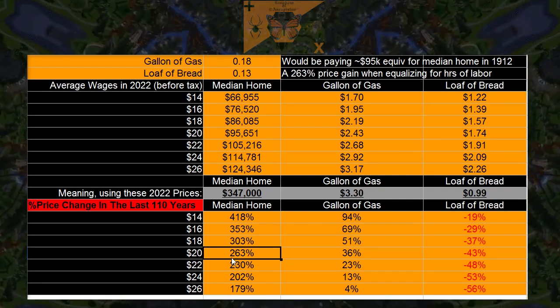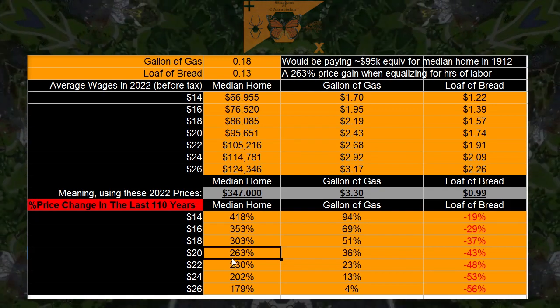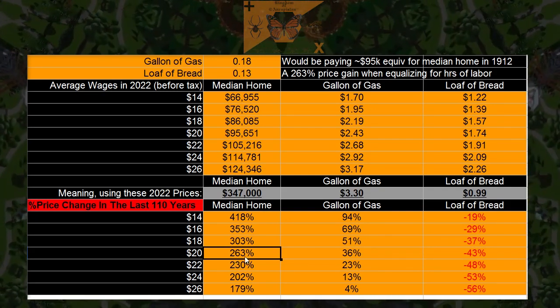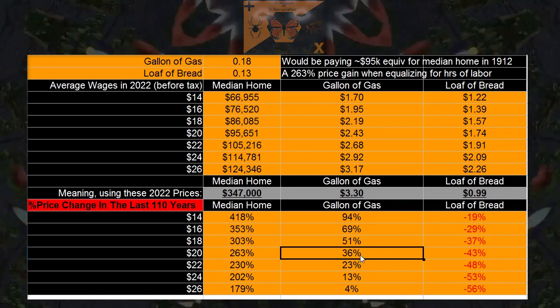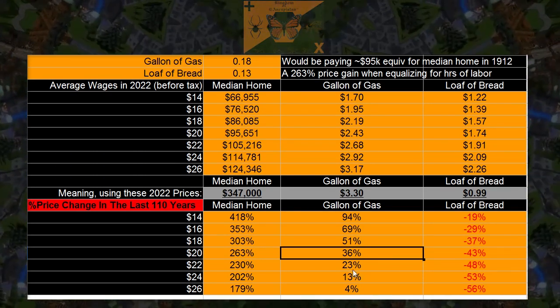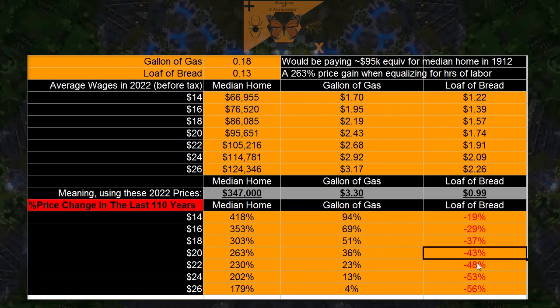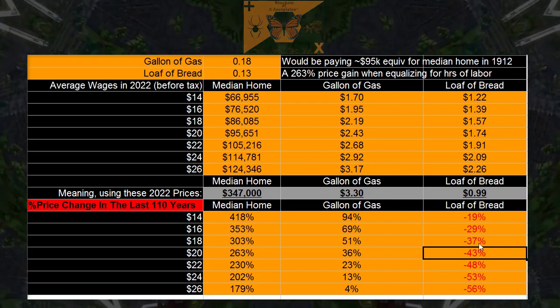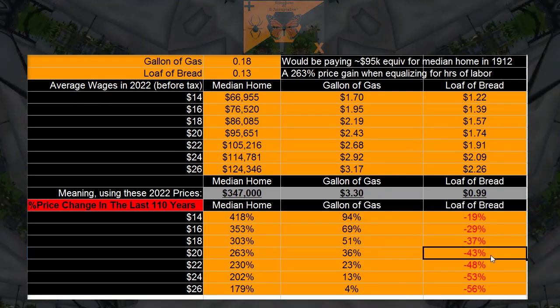This is inflation adjusted, of course. The whole point of this math. Inflation adjusted, up 263%. Gasoline prices up 36%. This is not that surprising because we're slowly running out of gasoline, right? And then this also is not very surprising because food is so cheap today, down 43%.